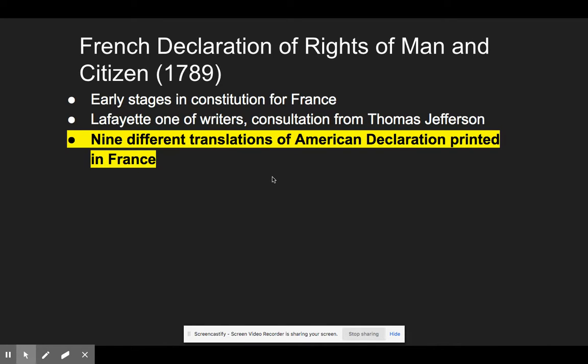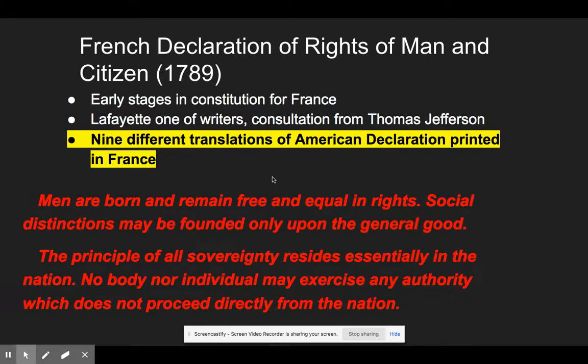That was definitely significant, and just look at some of the language right here in the French Declaration of the Rights of Man and Citizen, this document that really was in the early stages of the French Revolution. It says, men are born and remain free and equal in rights. And also this part, the principle of all sovereignty resides essentially in the nation.